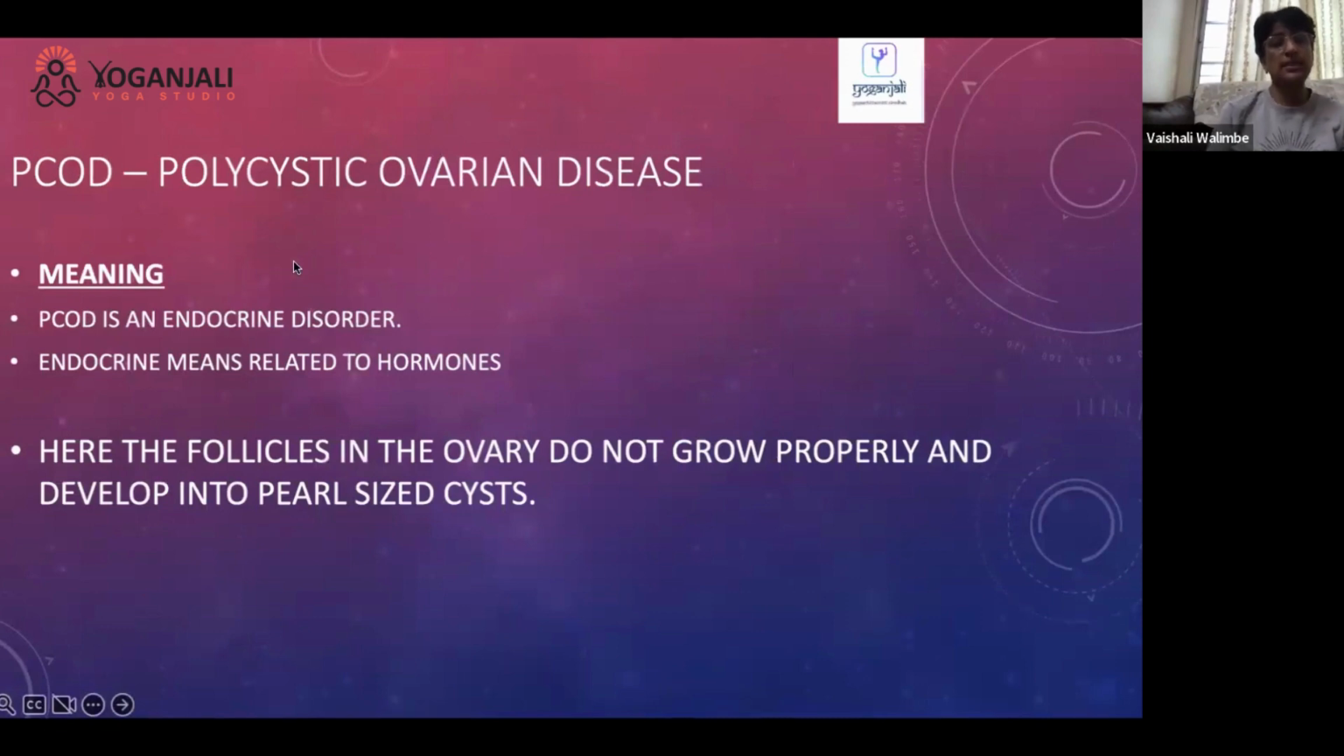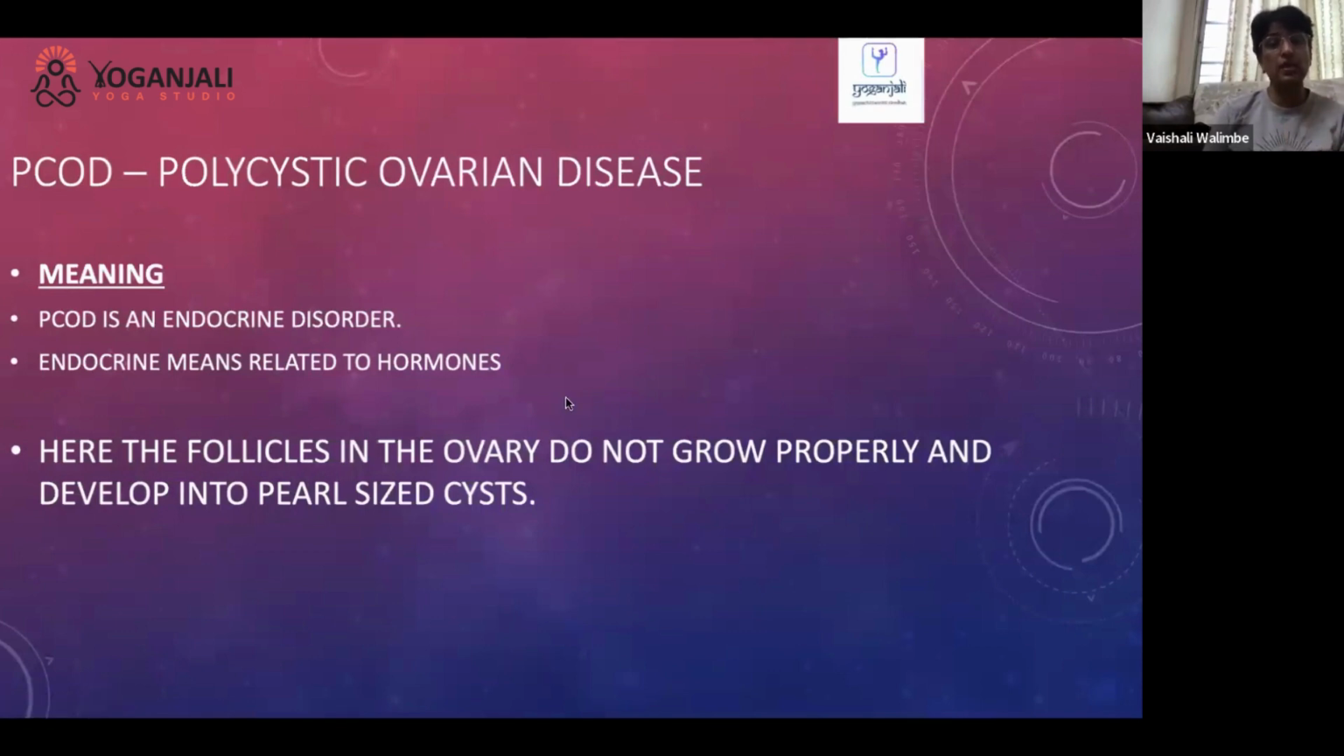This is an endocrine disorder. What does that mean? Endocrine is related to hormones. So when there is an imbalance in the hormones of our body, these kinds of diseases come into being. What happens here is that the follicles are affected. So what are follicles? Follicles are the coverings that cover the eggs.